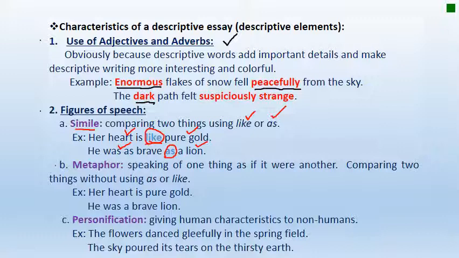Metaphor. Of course, there are so many more figures of speech, but at this stage, I want you to know those three. I want you to use those three in your essay. A metaphor is speaking of one thing as if it were another, comparing two things without using as or like. Instead of saying her heart is like pure gold, I say her heart is pure gold. Speaking of her heart as if it were pure gold. He was a brave lion, not he was like a brave lion. This is the difference between a simile and a metaphor.